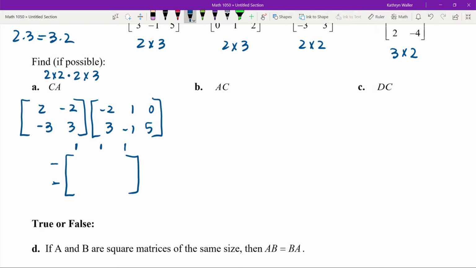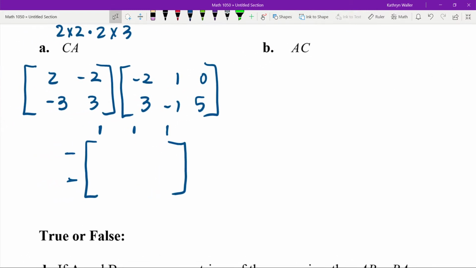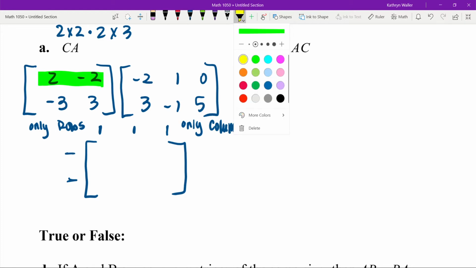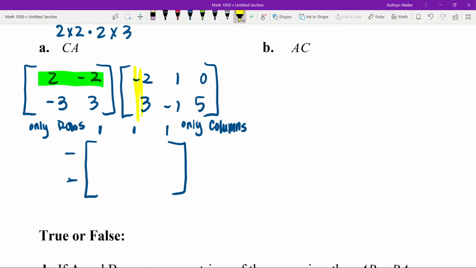All right, now listen closely, okay? I'm going to go slowly. From this number, you only use rows. That's all you're going to use. From this matrix, you're only going to use columns. Okay? So here's what you do. Nice and slowly. You take this row, the first row, and you take this column, the first column. Okay? And you have to pair those things up.